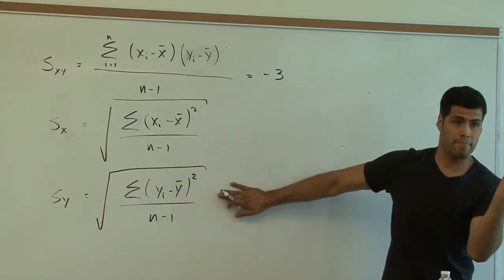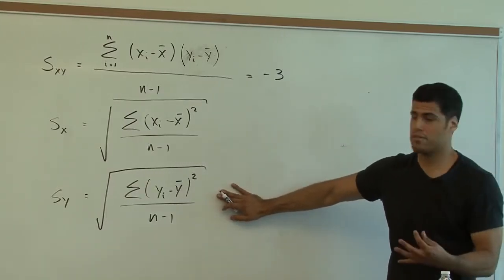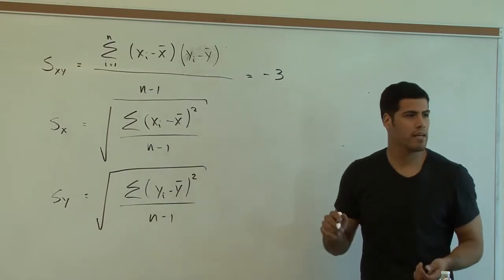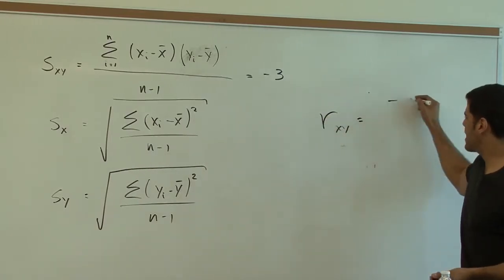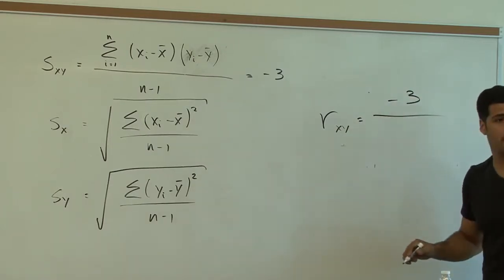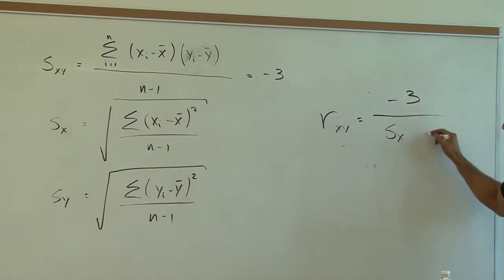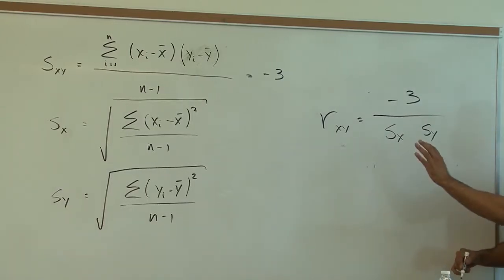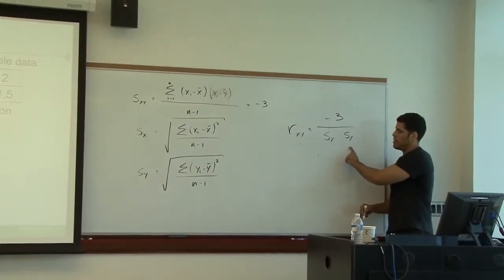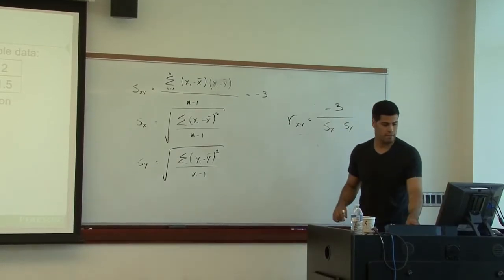Now, these two we did before the break, right? So you should be able to go through the process, okay? But once you have all three, then you need to compute the correlation coefficient, which is going to be -3 divided by Sx times Sy. Now, I don't have these two numbers, and it would be way too much time for me to compute it, okay? But you should get an answer.